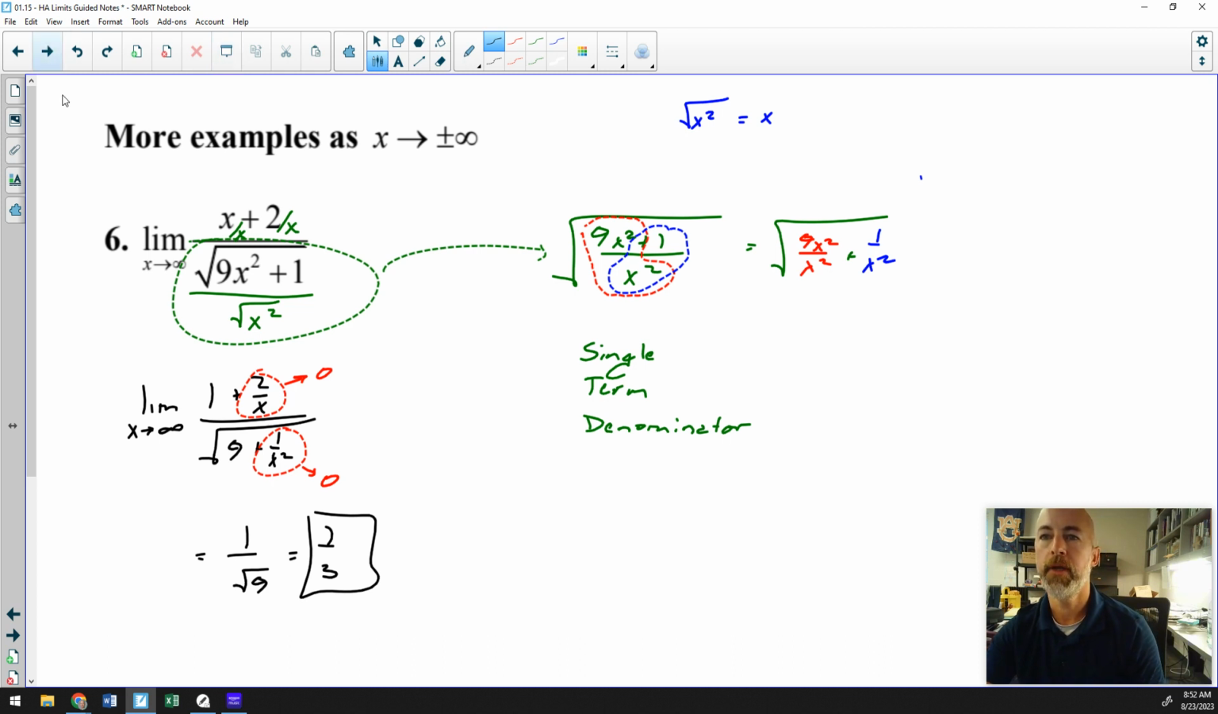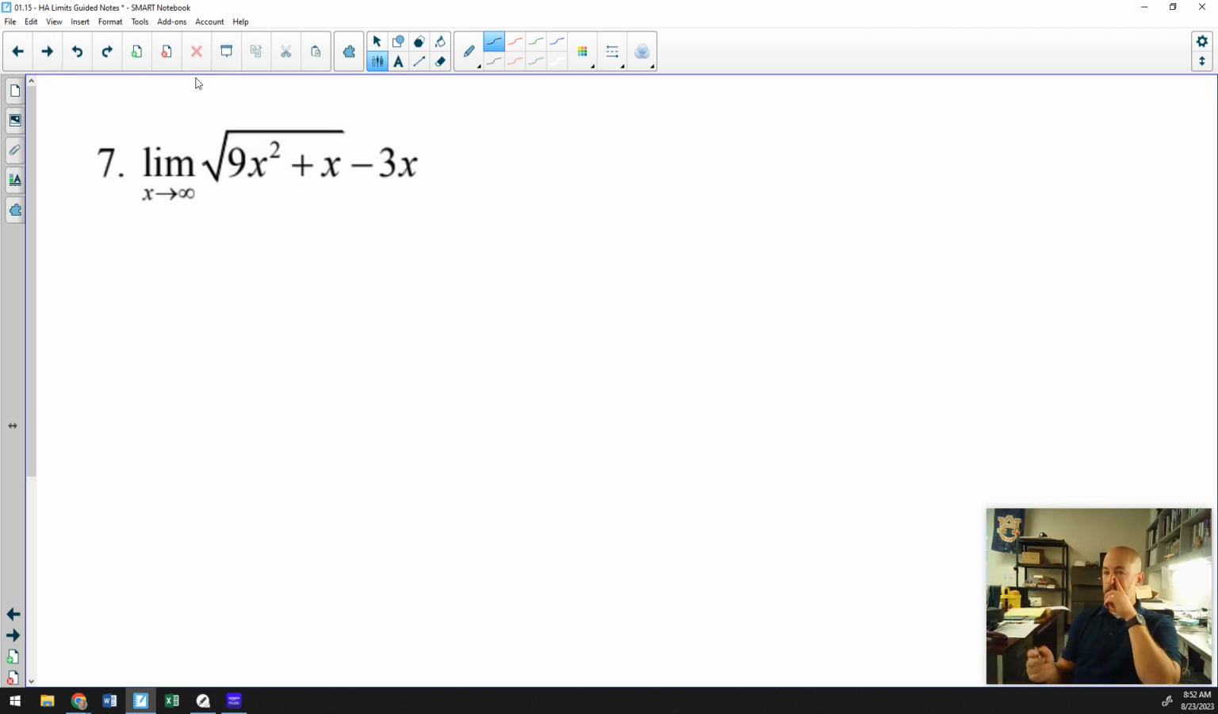Moving on, 2 more. And these are going to be a little bit of a beastly problem. I was hoping to finish this up in 15 minutes. It doesn't look like that's going to happen. So this one is probably going to be the one that requires the most work because I don't have a fraction. If I have x going to infinity, I would really prefer to have a fraction.